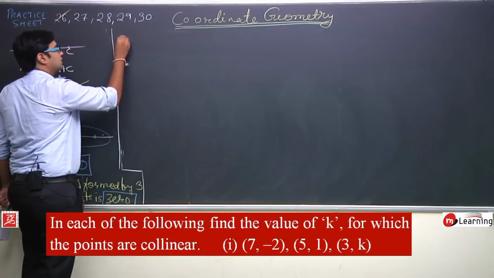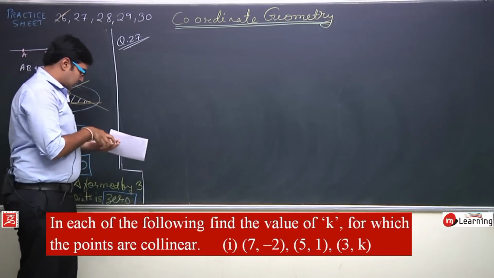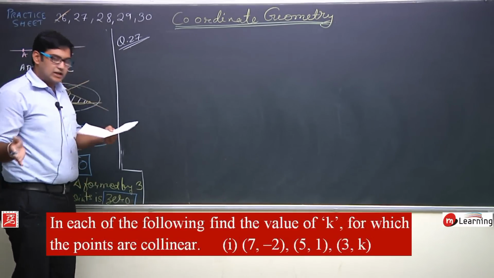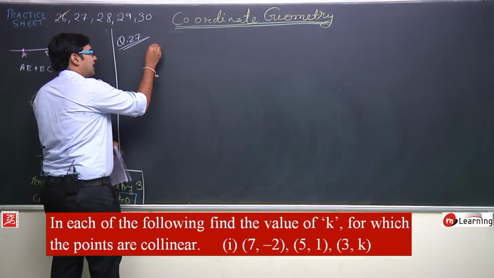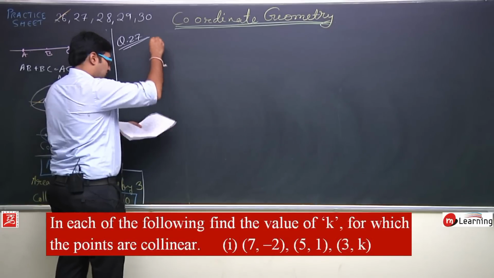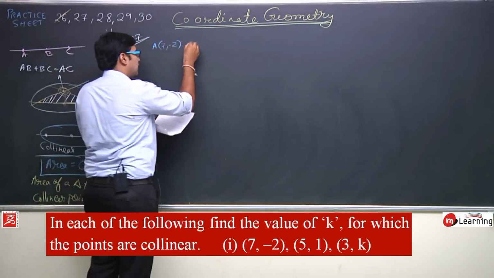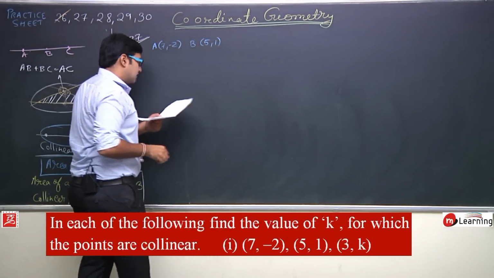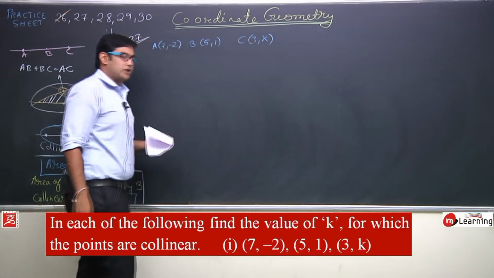So question number 27. In question number 27 we are given 3 points which are collinear but not in order. Okay, they are not given in order. So I have 3 points, let us say A, which is 7 comma minus 2. Let us say another one is B, which is 5 comma 1, and next one is C, which is 3 comma K. So these are the 3 points.